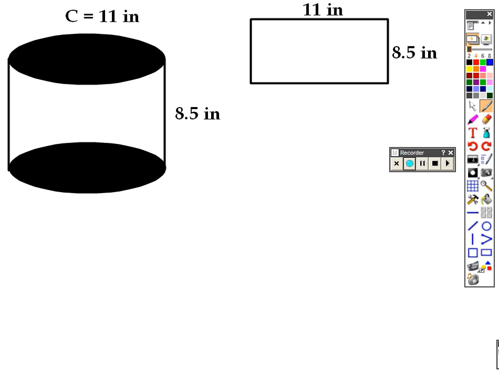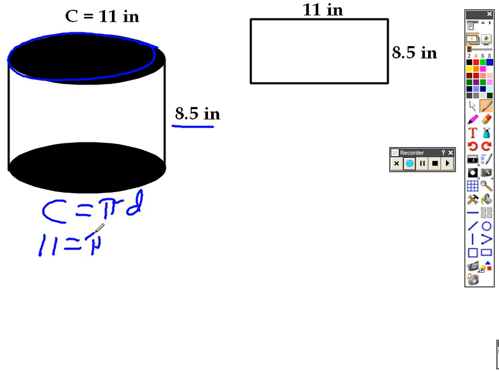So now we're going to go to the next one, folded the short way, where 11 is now the circumference and 8.5 is now the height. So again, we're working backwards. Circumference equals pi times diameter. So 11 equals pi times diameter. Divide by pi on both sides, and we get 3.5 equals the diameter.